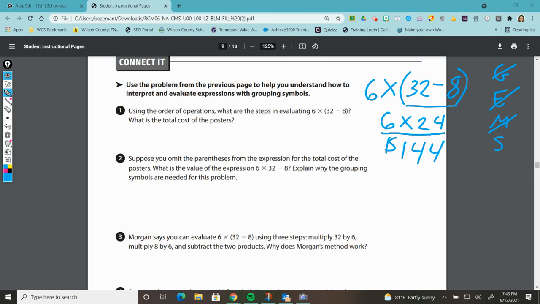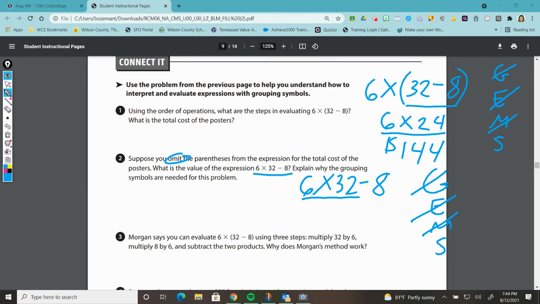Question number 2 asks you to evaluate the expression by omitting the parentheses. So if you omit the parentheses, you take it away. So now we have 6 times 32 minus 8. If I'm following that same order of operations, my GEMS method, then I don't have any groupings. I don't have any exponents. So I would be starting with multiplication. If I start with multiplication, I would have 6 times 32.